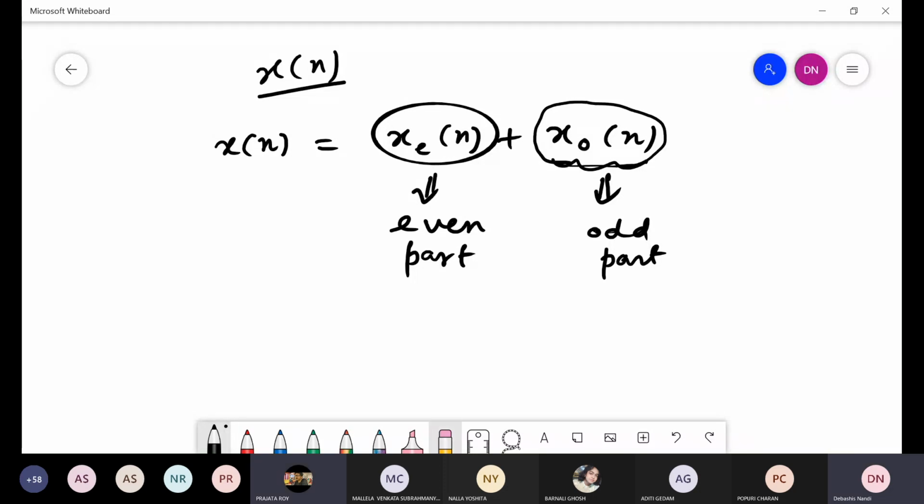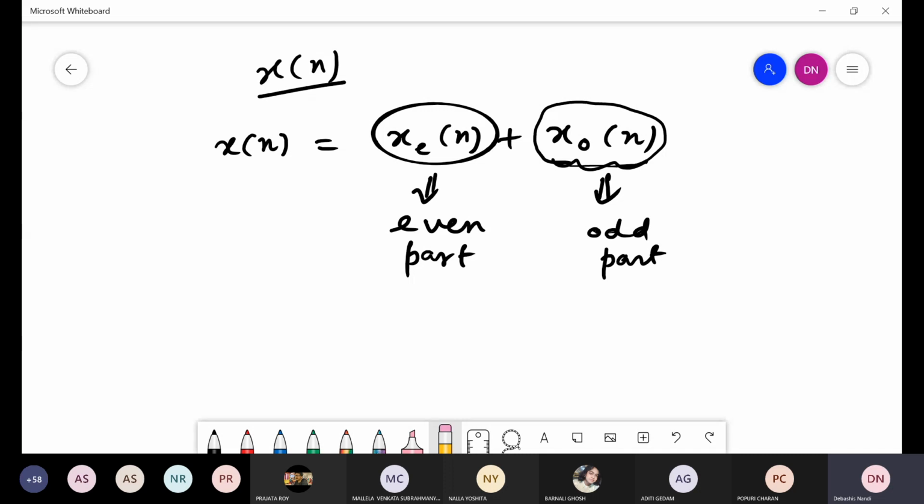Sir, could you explain again why one function is equal to the composition of even part and odd part? I didn't get how we come to the expression x[n] equal to xe[n] plus xo[n]. I will show this. There is a proof, obviously. That's why I am writing. I will show it.